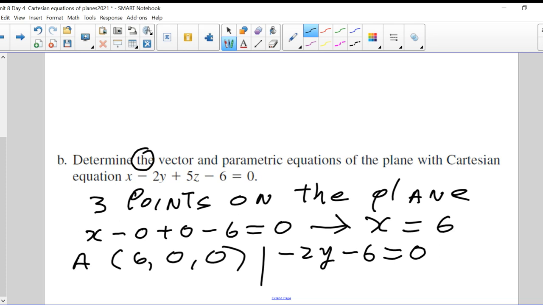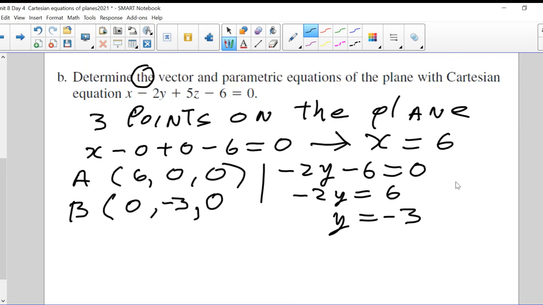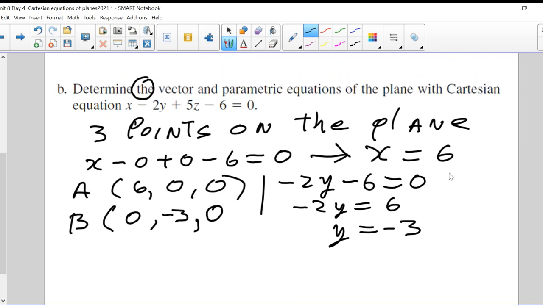That's what's left, okay? x is gone, z is gone. So I have minus 2y minus 6 equals 0. That means minus 2y is equal to 6, and therefore y is equal to minus 3. So what we're saying is that this second point, this B, whatever letter you want to put on it, is when I have a 0 for my x and a 0 for my z, my y value is minus 3. Okay? So far, so good. Are we good so far?